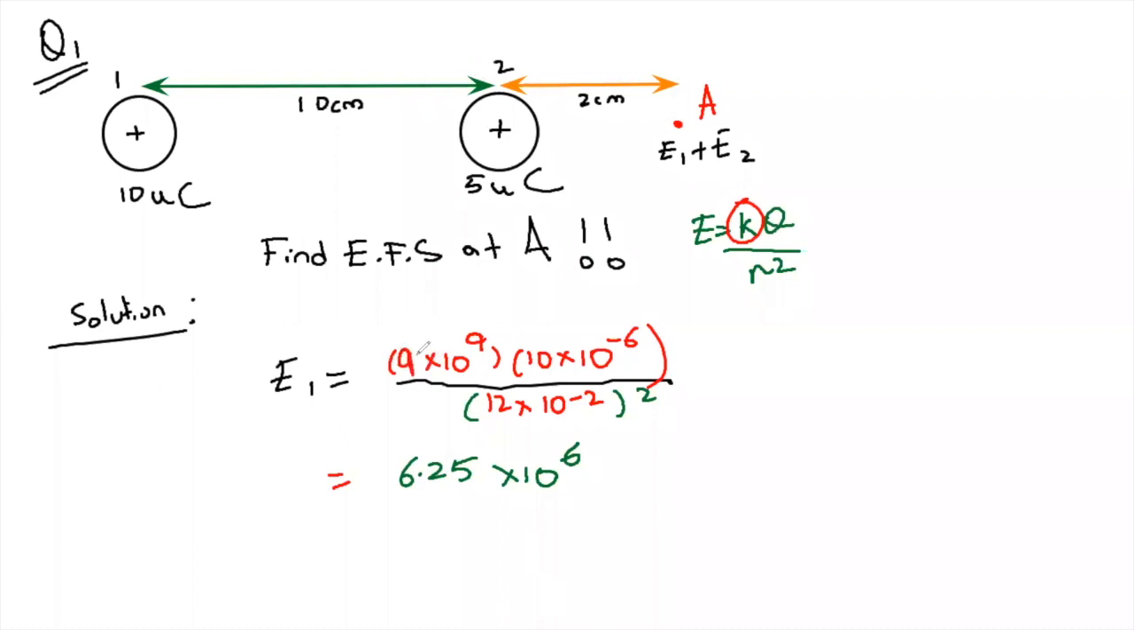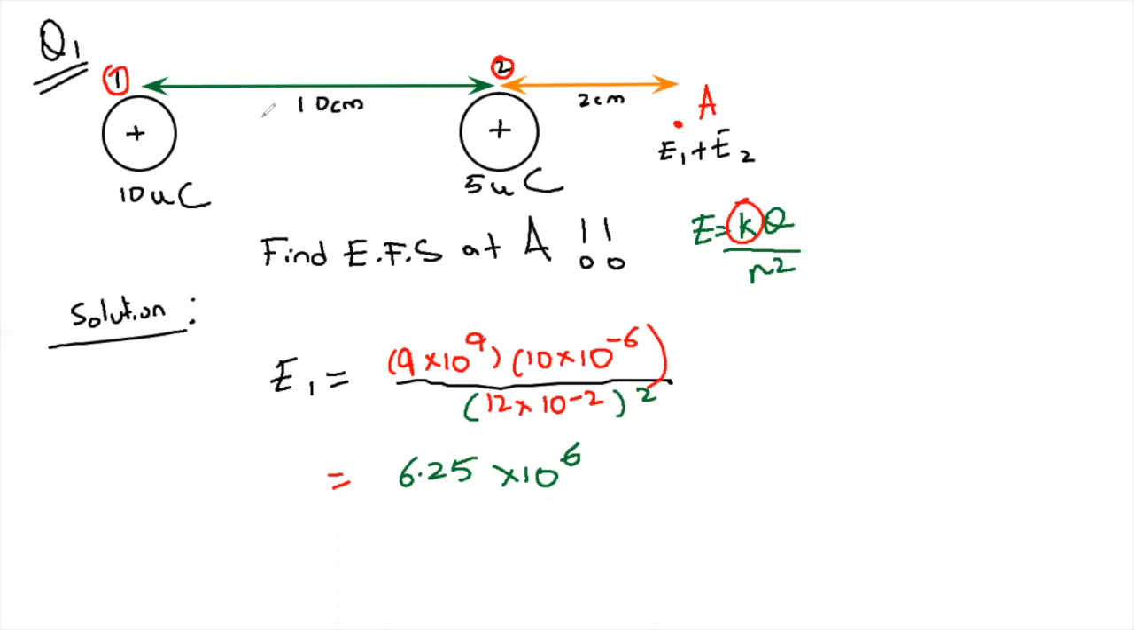This is 9 into 10 to the power 9. So Usman, do you see I have written this 1 and I have written this 2? Do you know that we have 2 charges here? Now, listen very attentively or you'll miss the word. We have 2 charges. This means we're going to have 2 electric fields acting at point A. It's not going to be just one.